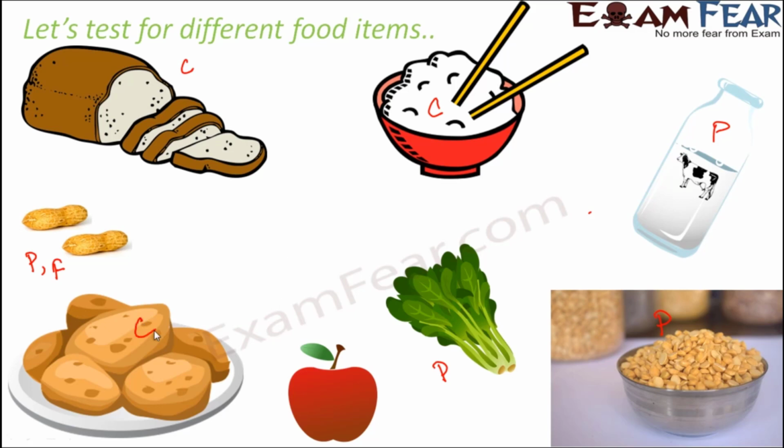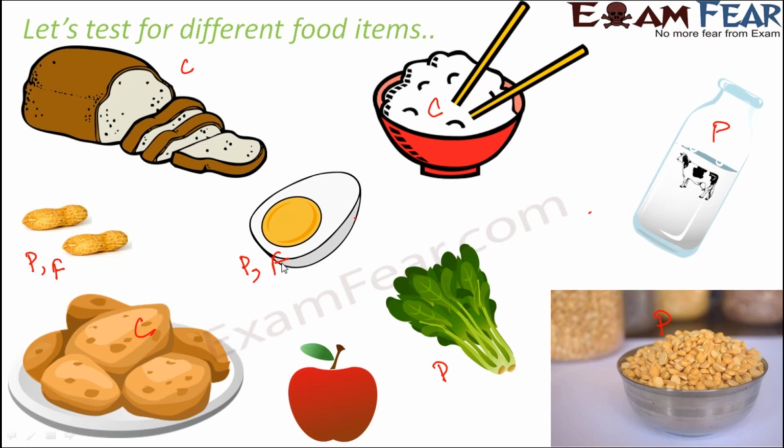Potato, they are again rich in carbohydrates, so they will give you a positive starch test. Think of boiled egg. So boiled egg, they contain a lot of proteins. They also contain some amount of healthy fats. So some items have multiple nutrients. For example, the boiled egg, the groundnuts, even milk. So they have multiple nutrients.